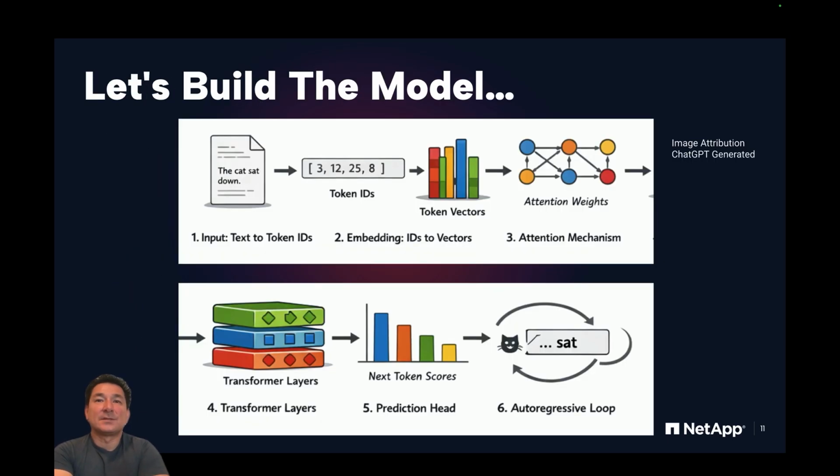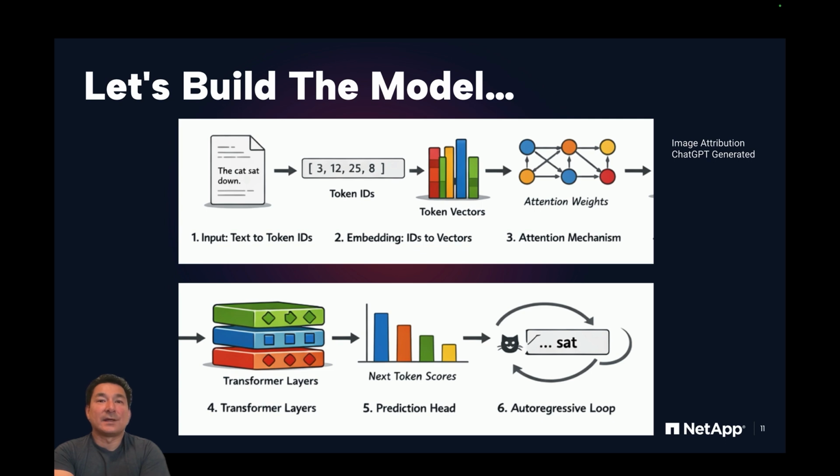So to go over the process one more time, you take text and turn it into token IDs. You take these tokens and vectorize them. These are how you transition from one concept to the next. We have the attention mechanism, where we consider the tokens that came before it.